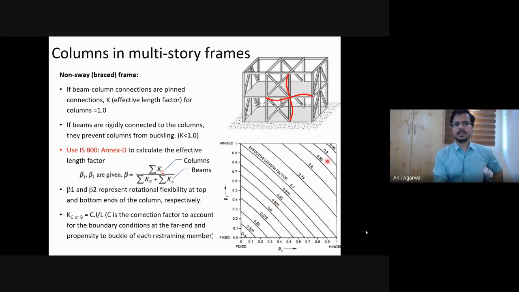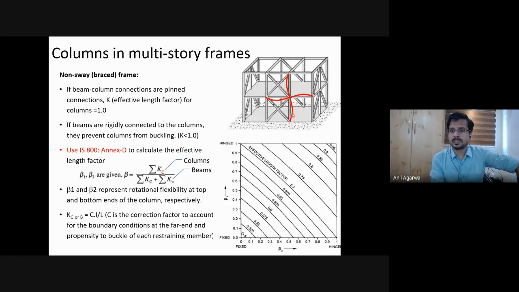Now, let's say in a non-sway frame, I want to calculate the effective length of a particular column. So I need to know that the neighboring members are all connecting to that column rigidly. If they are not connecting rigidly, they are not counted because they are not offering any moment resistance, or any rotational restraint. Only the members which are offering rotational restraints will be counted here.